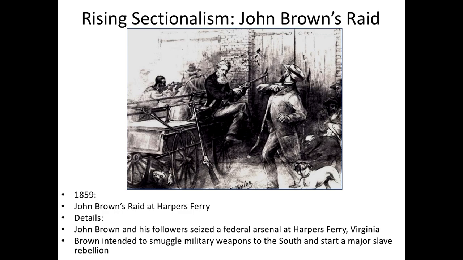And this would have been a very nasty event because the U.S. military would have to come in to try to stop this rebellion, and things would have really fallen apart in the South. So again, Brown's plan was to smuggle military weapons into Southern slave hands and hopefully, in his mind, start a major slave rebellion that could not be stopped. And by the way, in modern world history, there have been slave rebellions that have been successful. For example, in Haiti, the Haitian Rebellion.